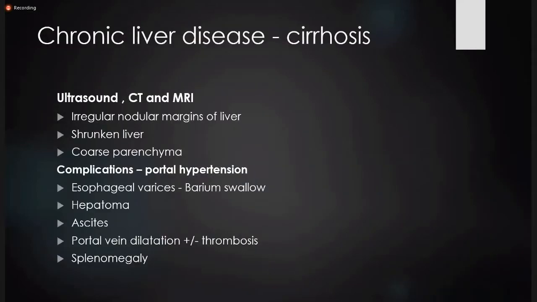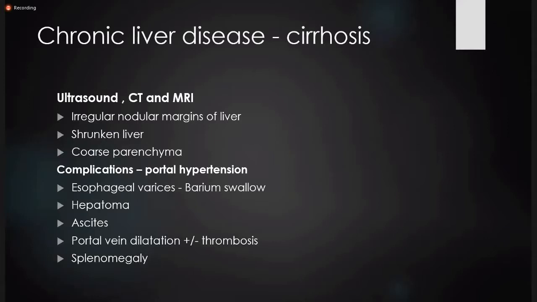Chronic liver disease is one of the parenchymal diseases that is very common in our part of the world. Cirrhosis is the word. The modality of choice is, again, first you will have to go for ultrasound to see the parenchymal disease and what is the basic anatomy going on.